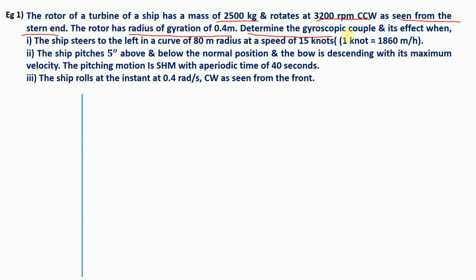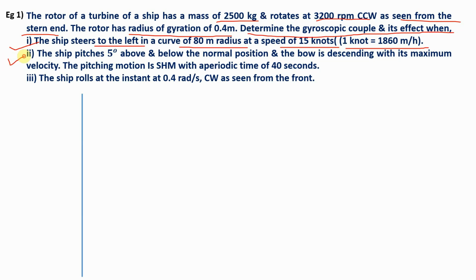You have to determine the gyroscopic couple and its effect when the ship steers to the left in a curve of 80-meter radius at a speed of 15 knots. This is the linear speed of the ship, where 1 knot is equals to 1860 meters per hour.